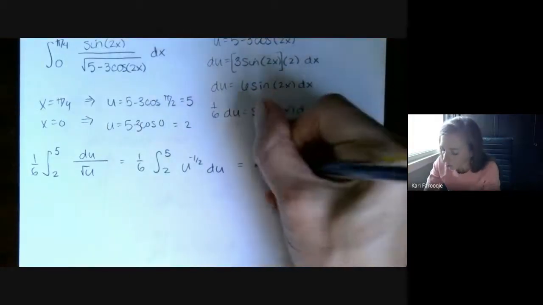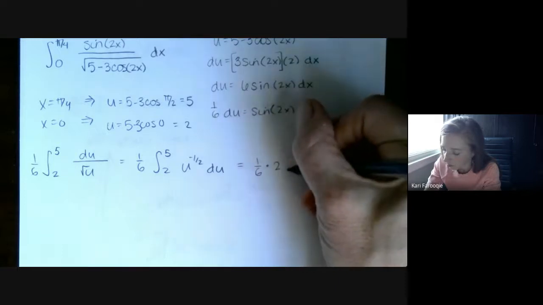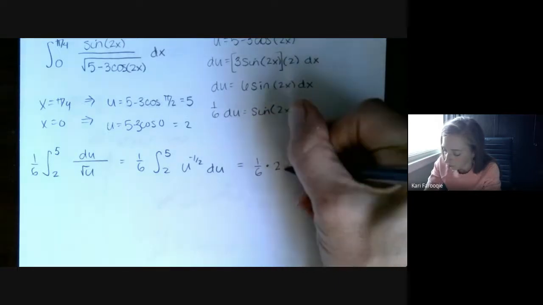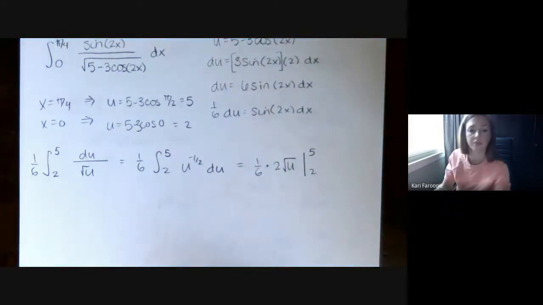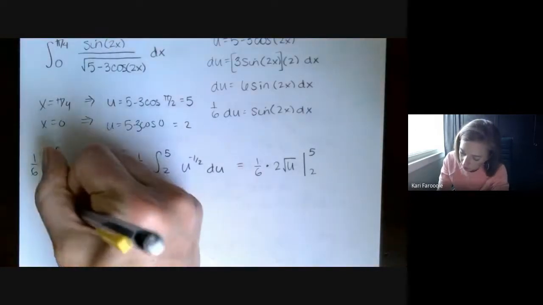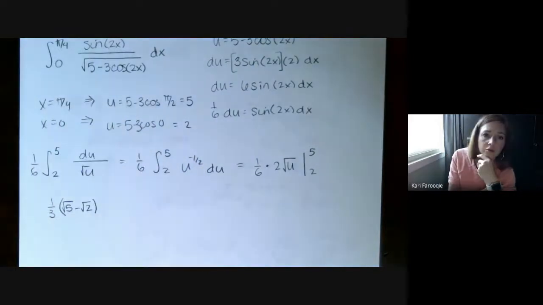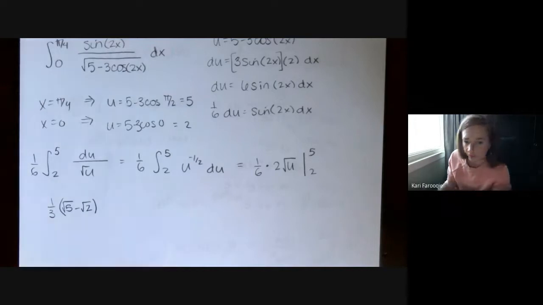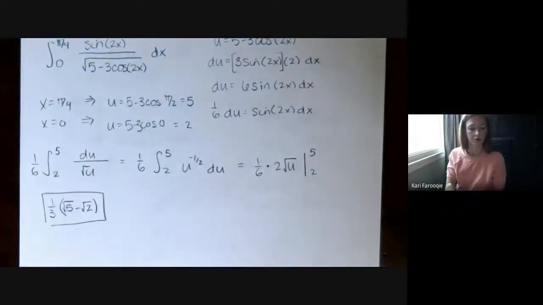Increase the exponent by 1 and you'll get positive 1/2. When you divide by 1/2, you multiply by 2. U to the 1/2 is the square root of u. And we'll take that from 2 to 5. And that leaves us with 1/3 times the square root of 5 minus the square root of 2. And you can distribute that if you'd like, or you can leave it.